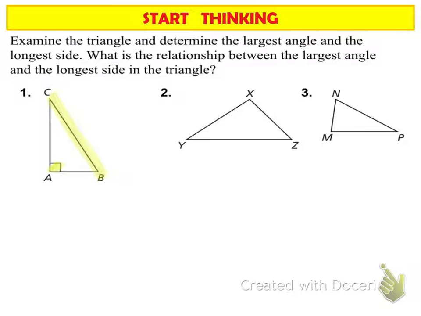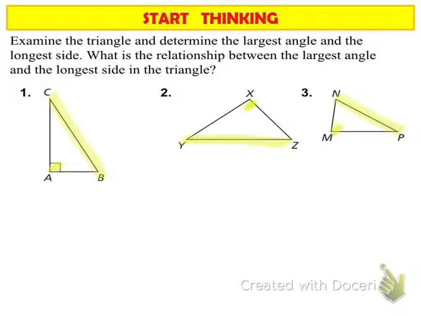And number 2, which is the biggest angle? X. Go ahead and highlight that. And then which is the longest side? YZ or ZY. And then last, number 3, which is the biggest angle? M. So which is the longest side? NP. So we should see a pattern between the longest side and the largest angle.